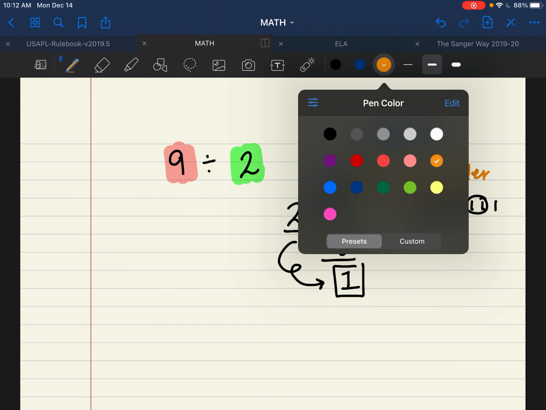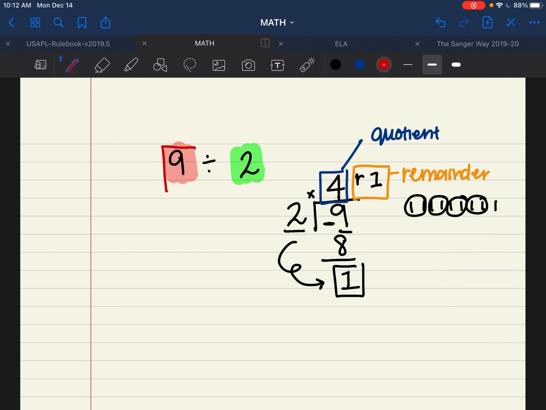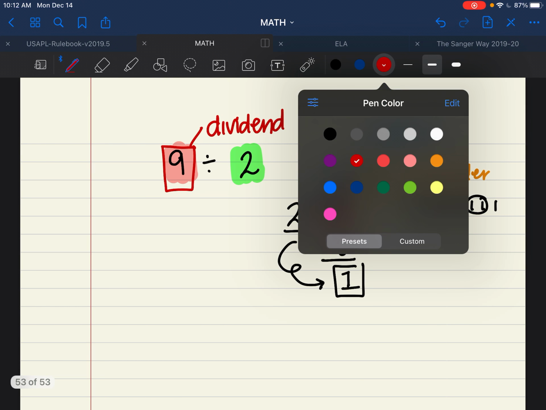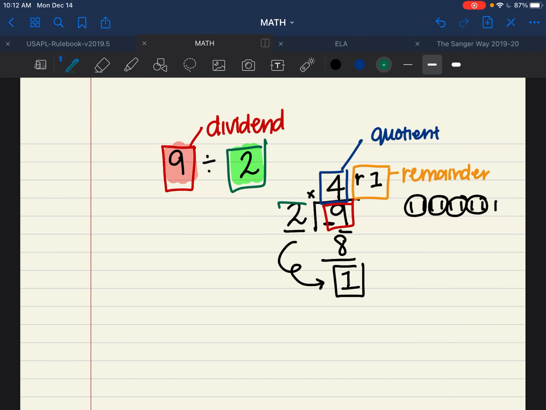And we're going to remind ourselves that the number inside the box is called the dividend, and the number outside the box is called the divisor. And these are the same colors that go into your notes. So let's keep going. What if I have 2 digits?